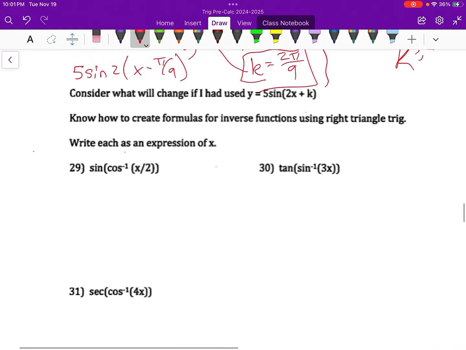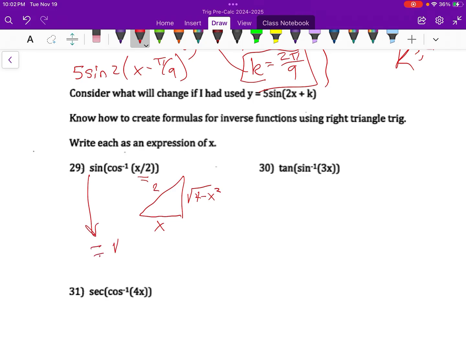Last but not least, these last 3 questions for 29. Definitely not unit circle, and it doesn't even have a value per se on it. So we have to assume these are drawn in the first quadrant. So cosine is x over 2, making this opposite side here the square root of 4 minus x squared. That's Pythagorean theorem. And then the sine of that picture would be equivalent to the square root of 4 minus x squared divided by 2. And that's how those are done.